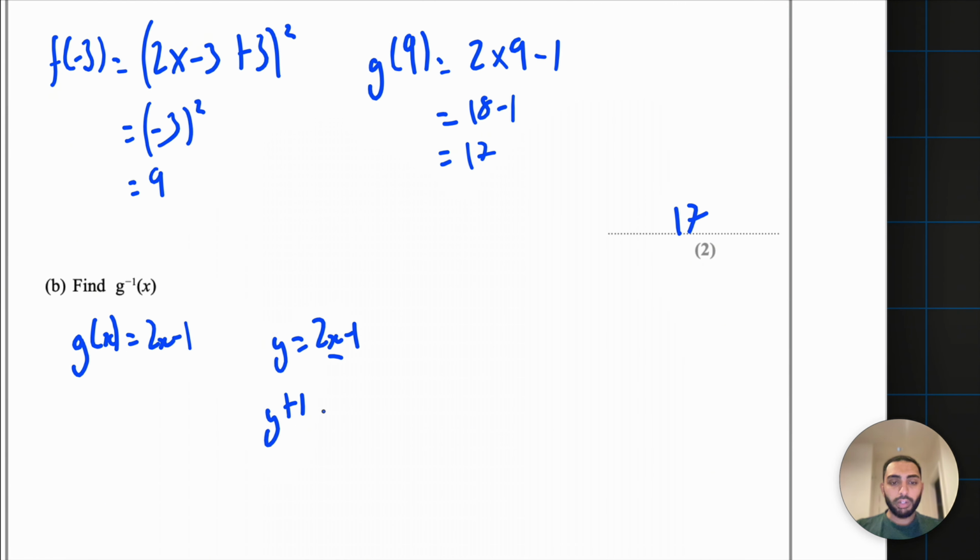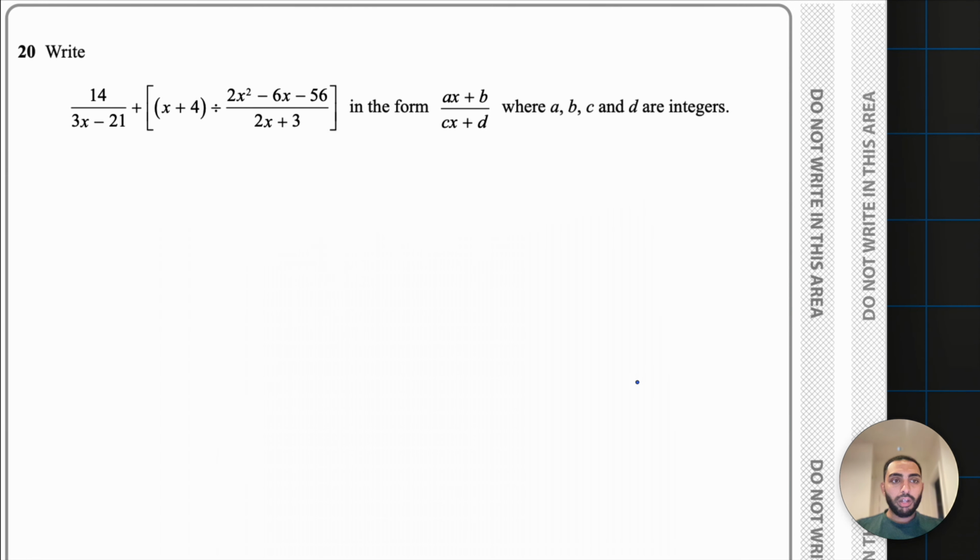So y plus 1 is equal to 2x. x is being multiplied by 2, so we divide by 2. So it'd be y plus 1 all over 2 is equal to x. So now I've got this part. All I need to do now is swap the x's with the y's, but I write it as my inverse function. So the inverse function of g of x is equal to, swapping this with an x, x plus 1 over 2.